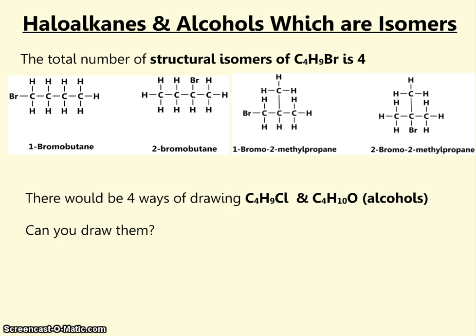Okay. So, using these 4 structures as a basis, could you find 4 ways of drawing the corresponding chloroalkanes and also the alcohols with the formula C4H10O? So in this case, replace your halogen with an OH. Have a go at trying to draw them all.